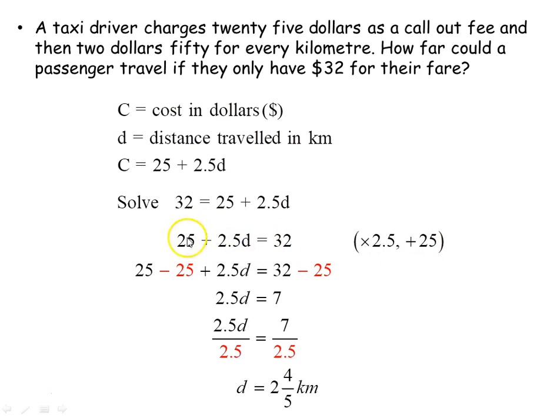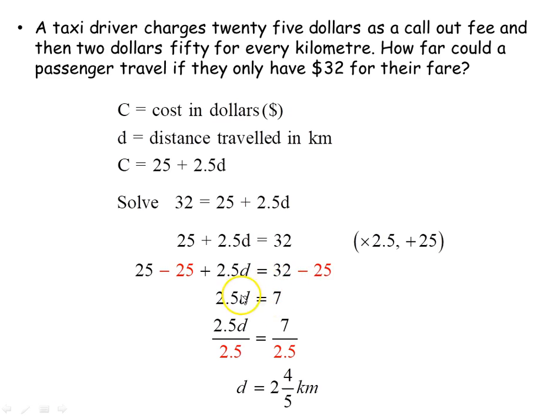So the last thing we did to the unknown was add 25, and then the next thing we did was times 2.5. So the first thing we'll get rid of is the plus 25. And the inverse operation for adding 25 is subtracting 25. Now, with an equation, to keep it equivalent, what we do to one side we must do to the other. So we're going to take 25 from both sides. So 25 minus 25 on the left here is 0, leaving us with 2.5 times D, the distance. And on the right hand side here, 32 minus 25 is 7.